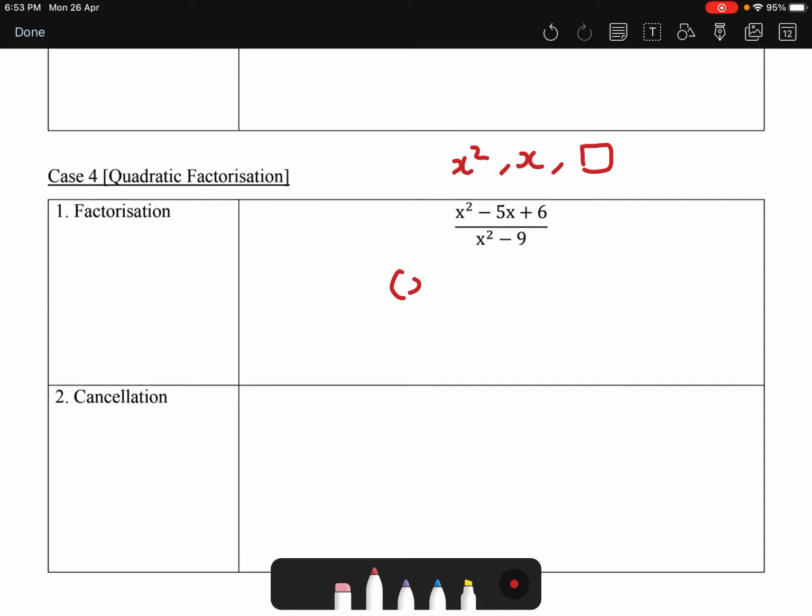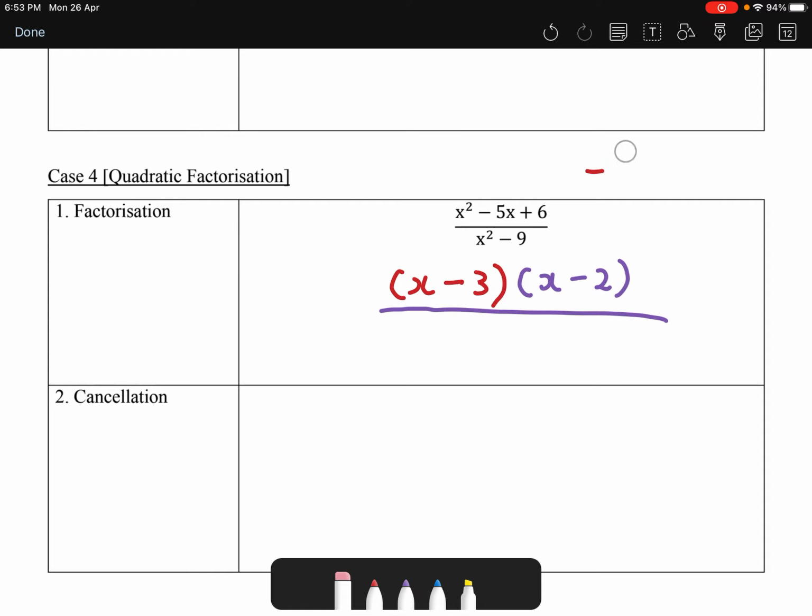It's just x minus 3, then x minus 2. Then you put a line. Look at the bottom. x squared minus 9. How do I factorize this? This one we have done before. But you notice that there's no x term. We only have x squared and minus 9. The x term is missing.